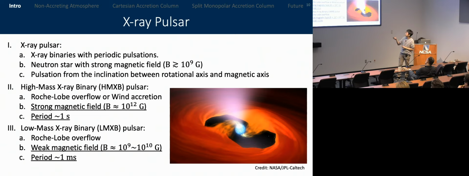And the simple reason why the high mass X-ray binary has the longer period is probably simply because it's a younger system, therefore you do not have enough momentum transfer compared to the low mass X-ray binary, where you transfer enough momentum to speed up the rotation of the neutron star, therefore ending up in a shorter period regime.